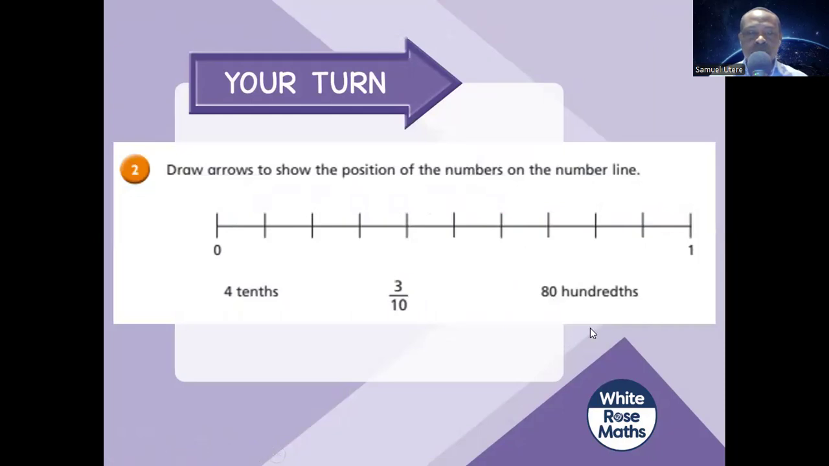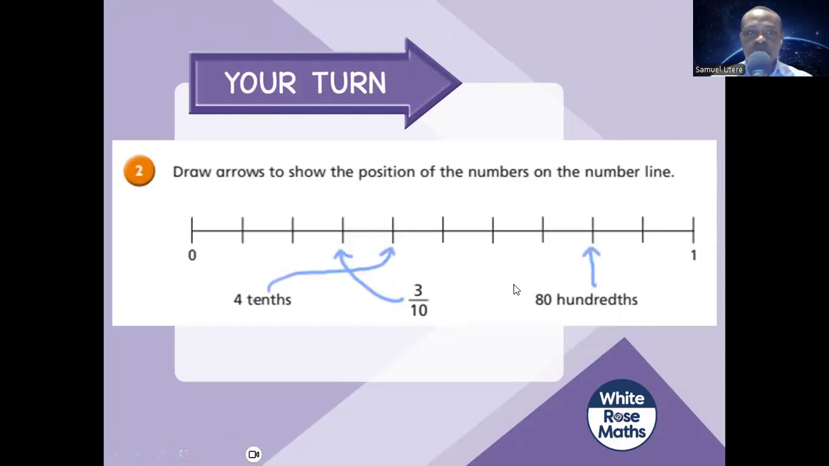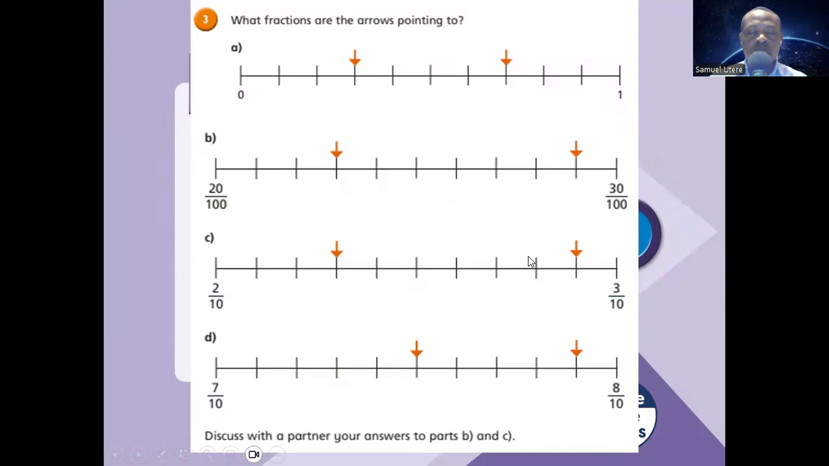And here, we're asked to draw arrows to show the position of the numbers on the number line. So by now, you should know that these are written in words. You should be able to represent them on the number line. And here are the answers. Here is question 3. Answer the question in 3 minutes.